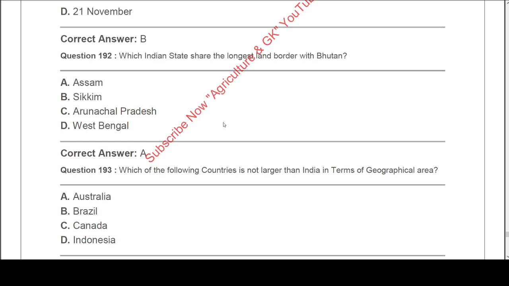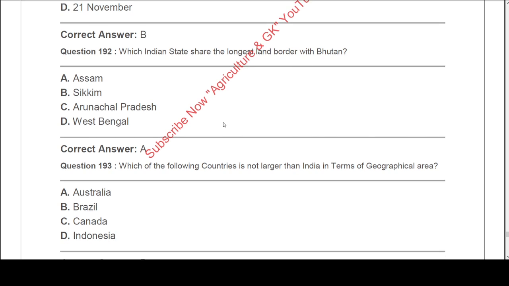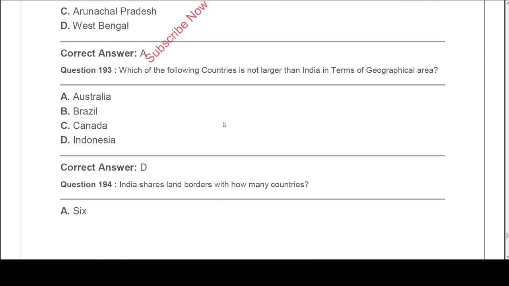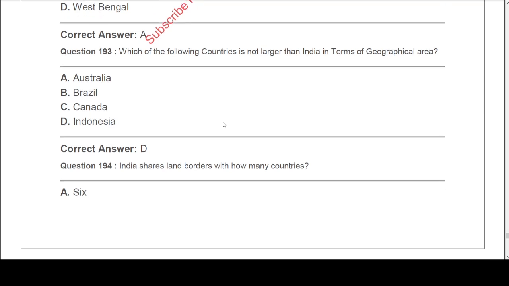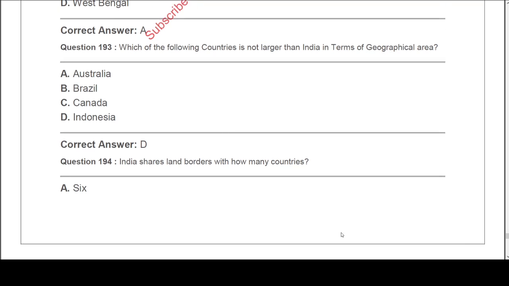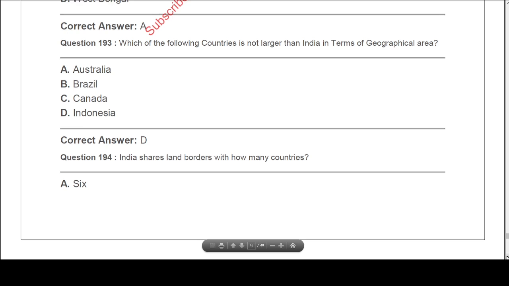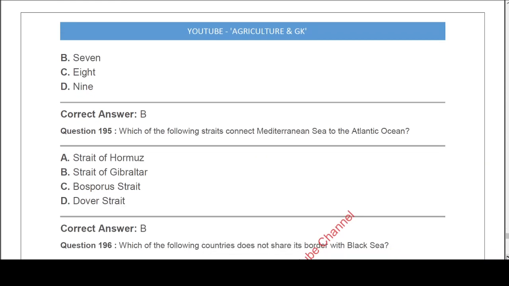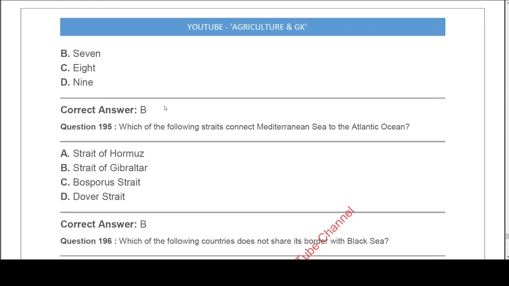Which Indian state shares the longest land border with Bhutan? It is option A, Assam. Which of the following countries is not larger than India in terms of geographical area? It is obviously option D, Indonesia. India shares land borders with how many countries? It is option B, 7.